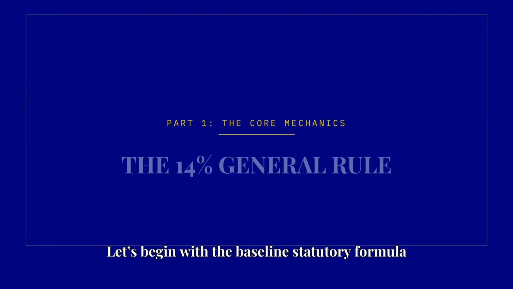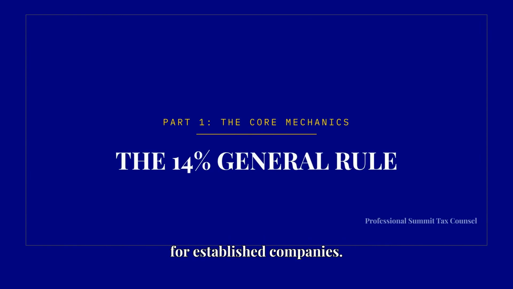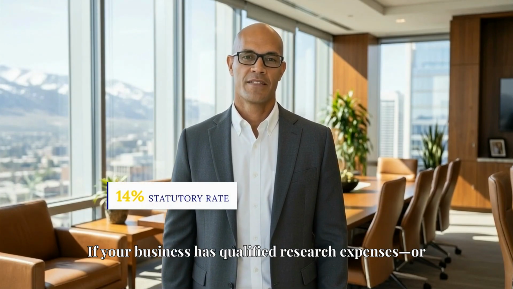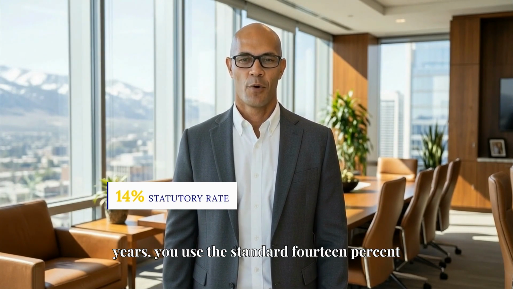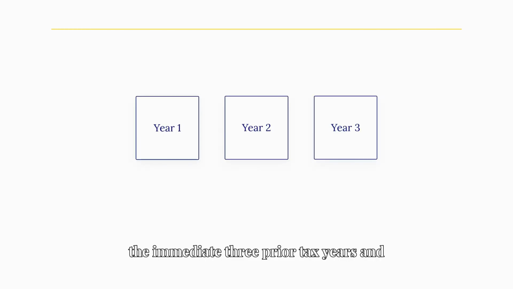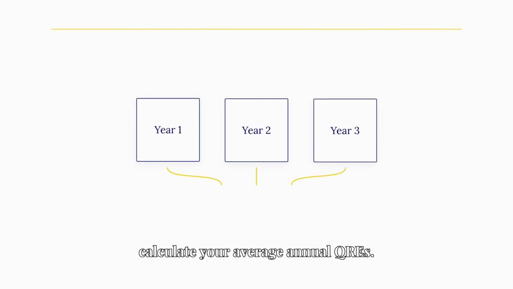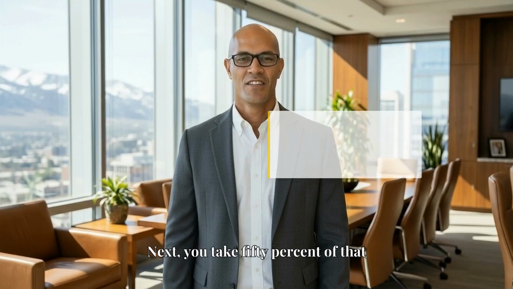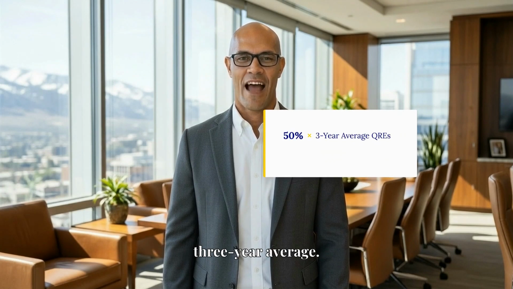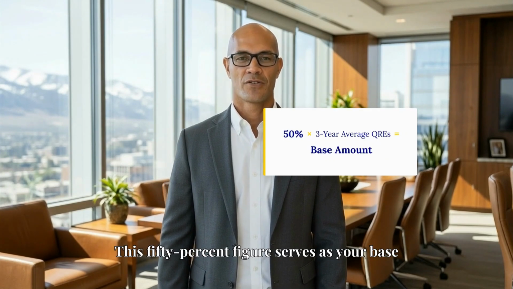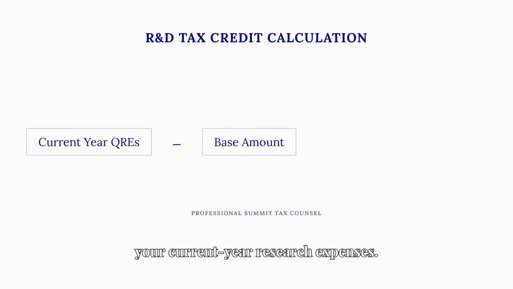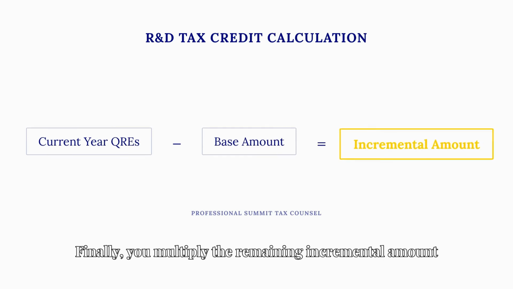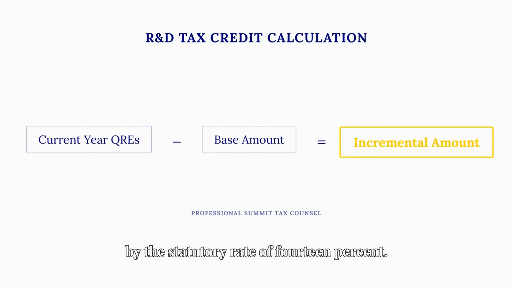Let's begin with the baseline statutory formula for established companies. If your business has qualified research expenses, or QREs, in each of the 3 preceding tax years, you use the standard 14% ASC calculation. To find your credit, you look at the immediate 3 prior tax years and calculate your average annual QREs. Next, you take 50% of that 3-year average. This 50% figure serves as your base amount. You then subtract this base amount from your current year research expenses. Finally, you multiply the remaining incremental amount by the statutory rate of 14%.